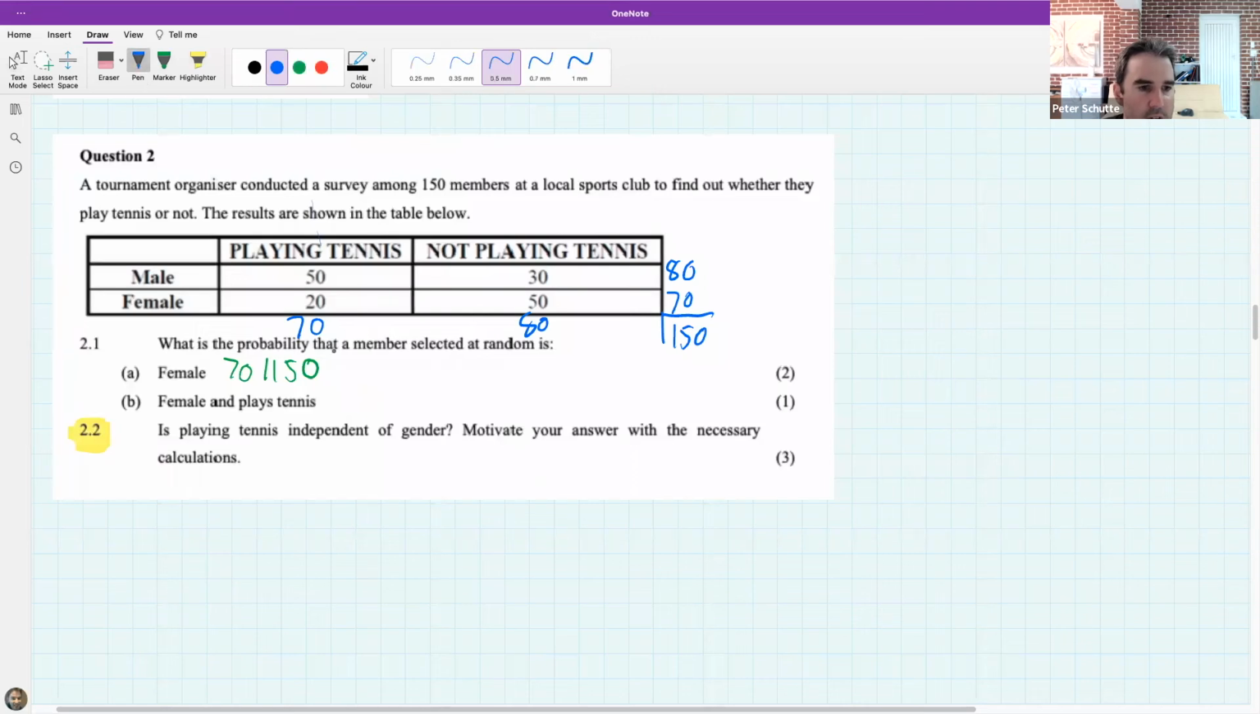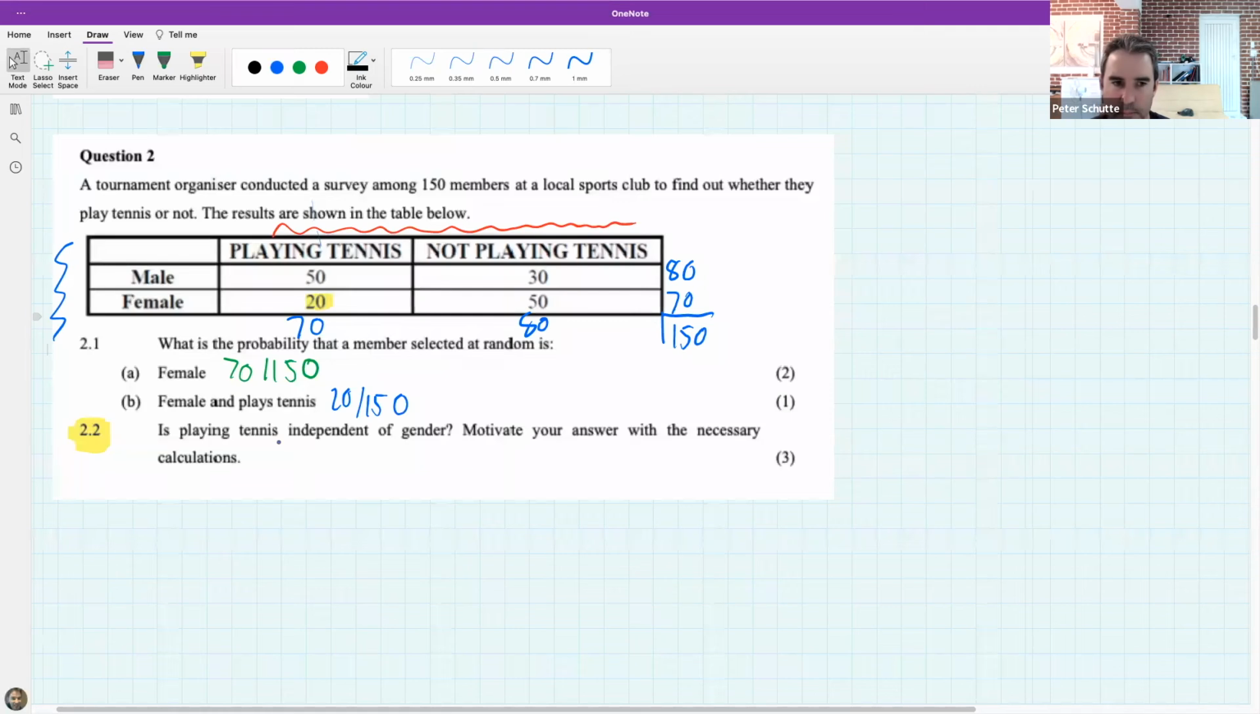For now, female and play tennis is going to be 20 out of 150. I'm really curious. So in 2.2, it says, is playing tennis independent of gender? So here's the event of playing tennis, not playing tennis, and here is my gender. Now, I've only got 2 bits of information. What is the third bit of information I need to calculate to help me understand whether they're independent or not?